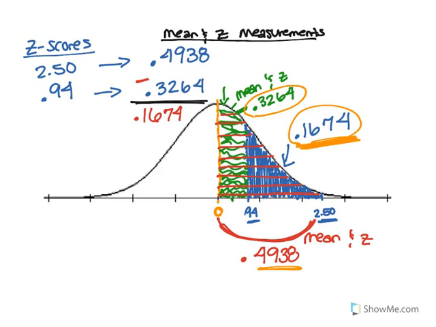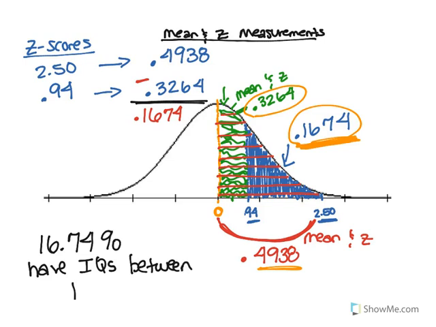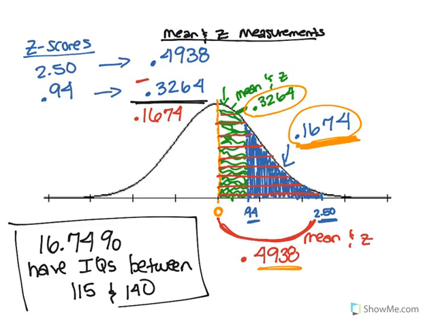Okay. Now that's the area measurement as a decimal. The question asks that you would give me the percentage of people. So all you would do is move the decimal two places, and that would be 16.74% have IQs between 115 and 140. That's what I was looking for.